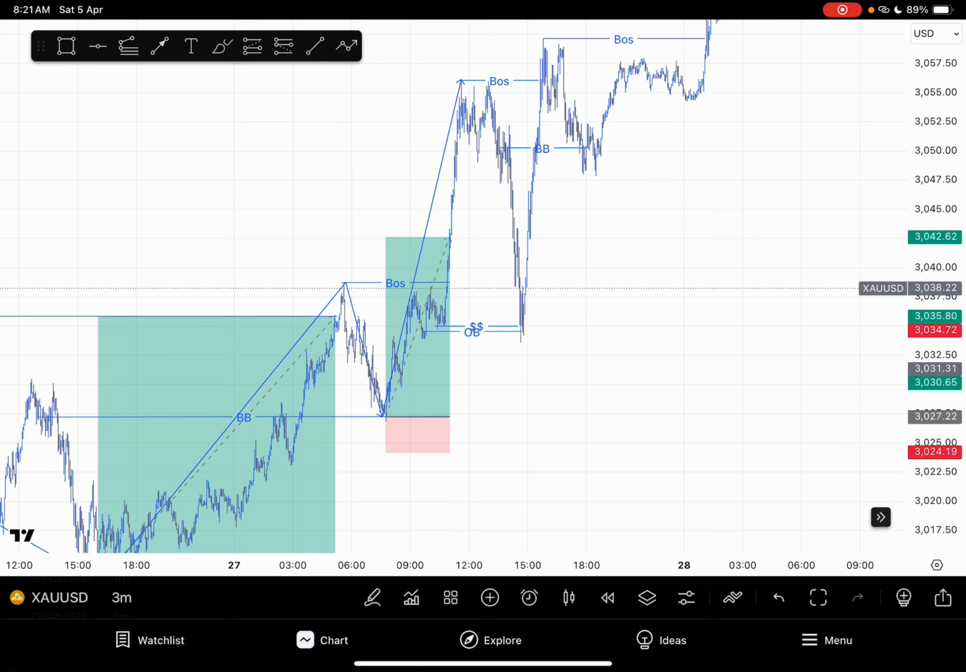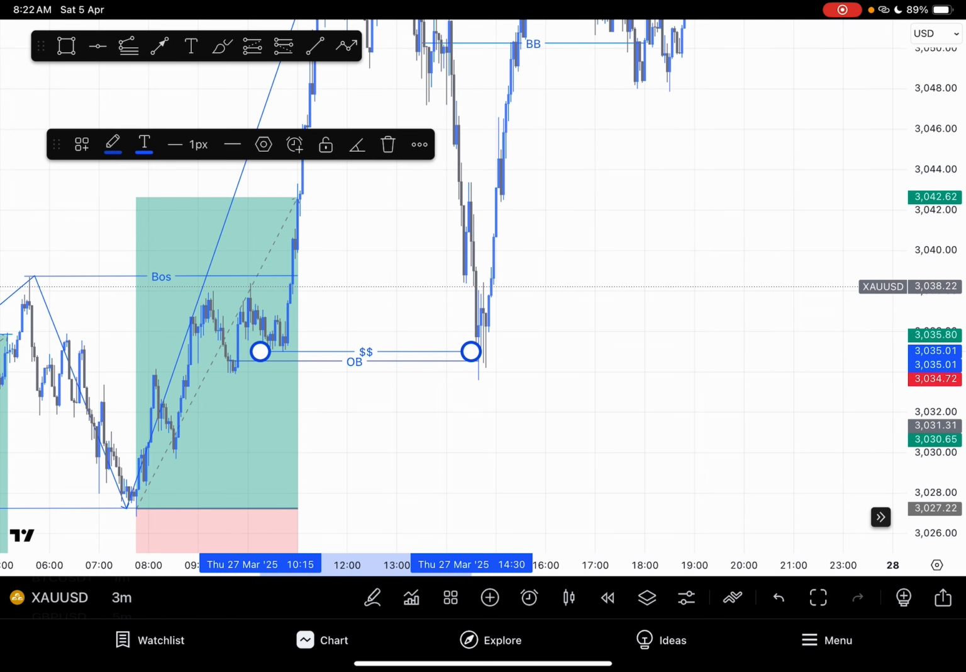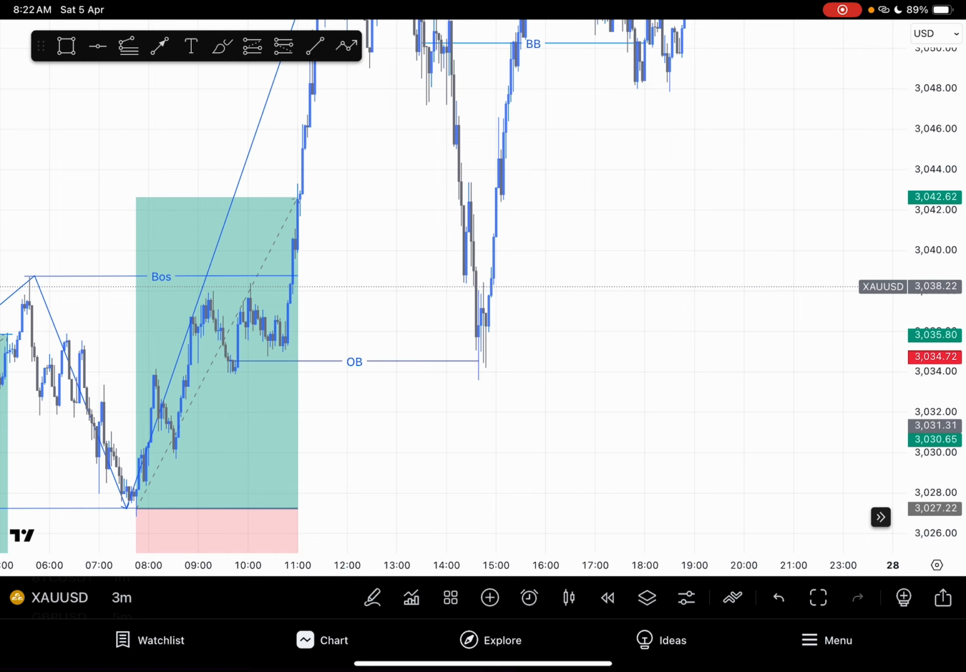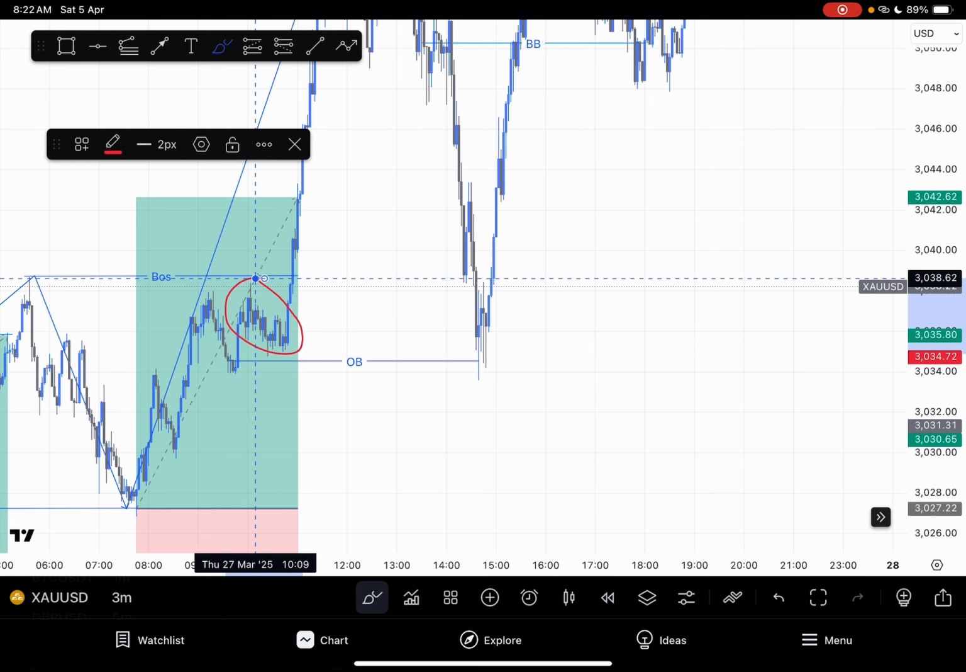And what made this next OB valid was that price grabbed liquidity. You can clearly see the liquidity grab here. So this consolidation price was doing here, there's liquidity there, and you see immediately price tapped into the OB, it rejected. That's the liquidity grab. Immediately price tapped, it rejected.